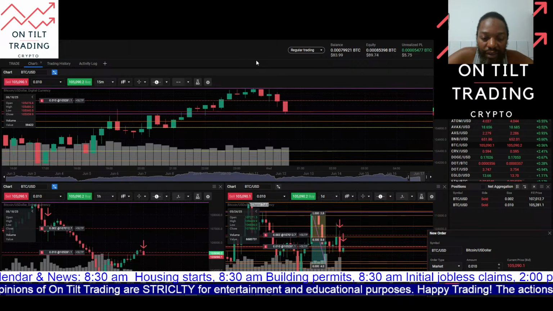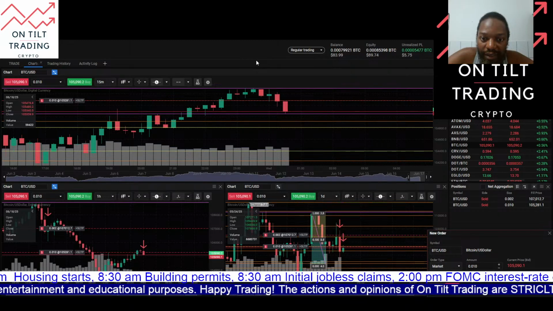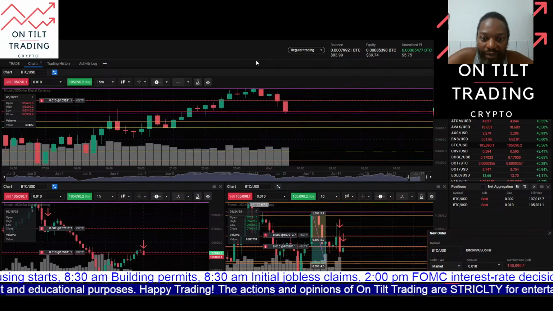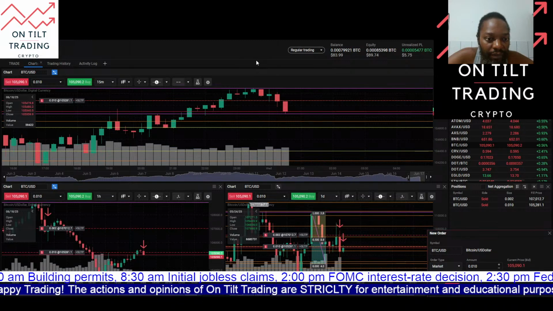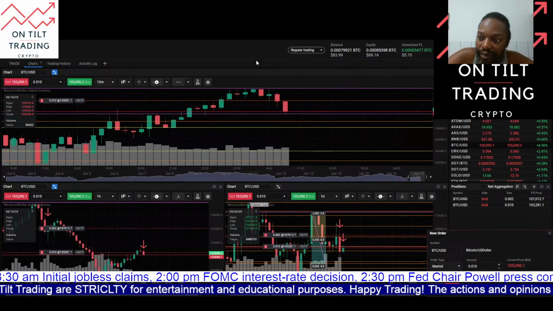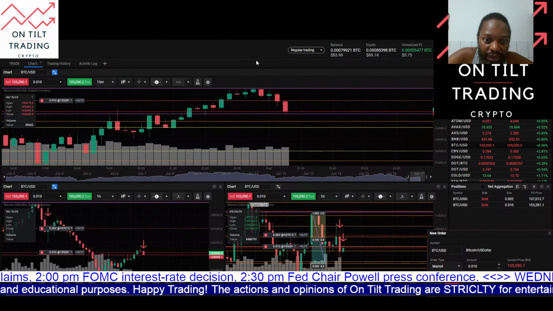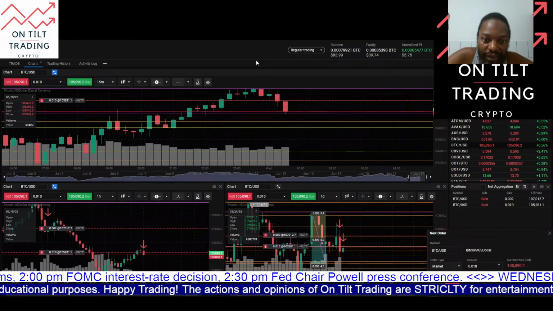So currently, Bitcoin has bypassed the nearest reactionary level and has sold below it. So we'll see if it sets up for an intraday entry or not.